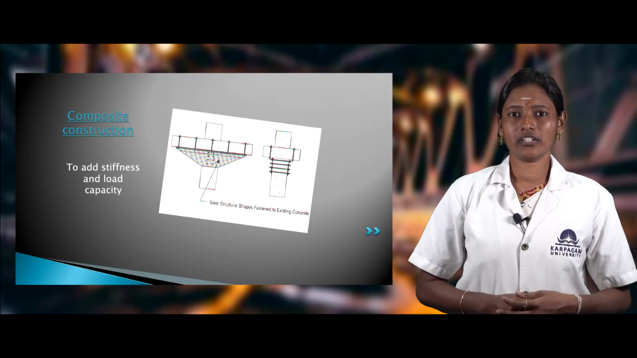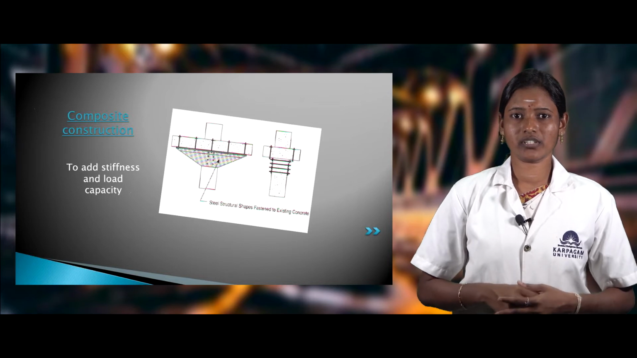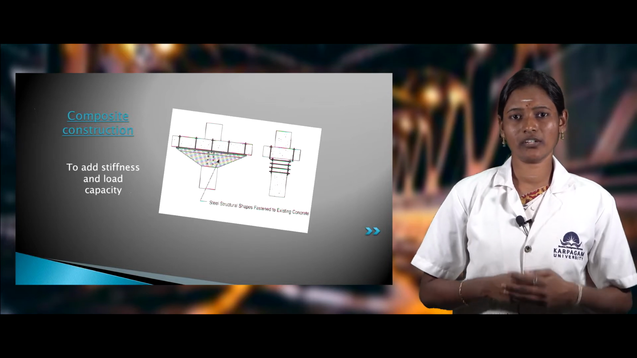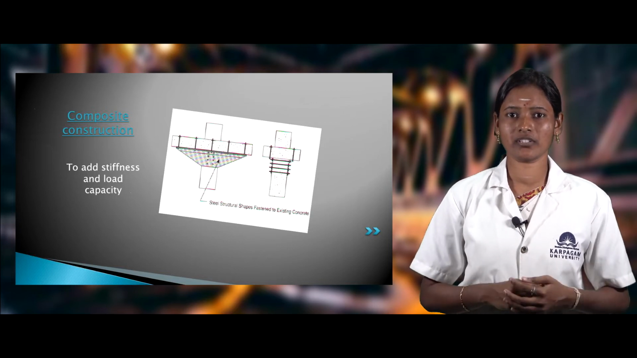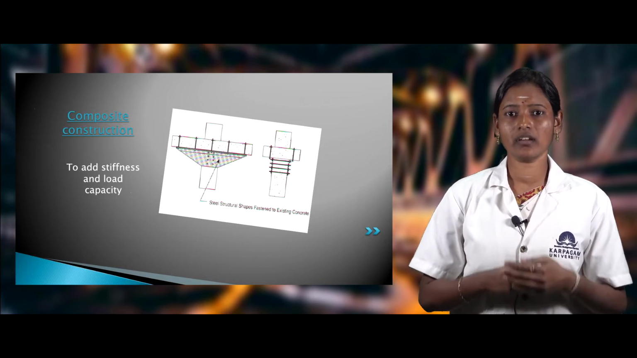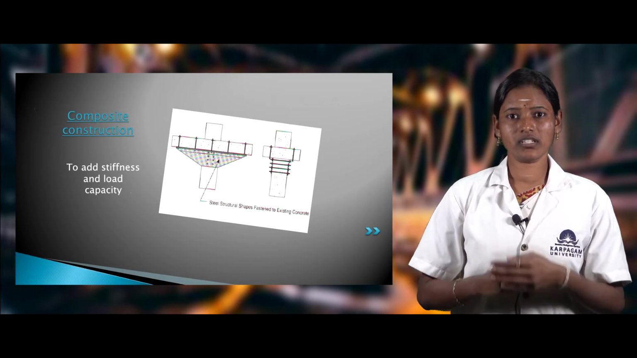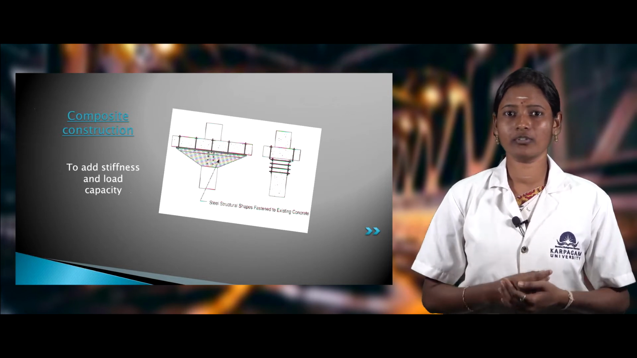The first strengthening technique of RC structures is composite construction. This composite construction is carried out in order to increase the stiffness and load carrying capacity of the RC structures. This is executed by adding steel rods or steel stirrups that are fastened inside the concrete structures.